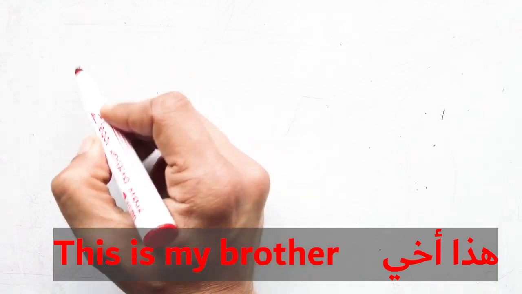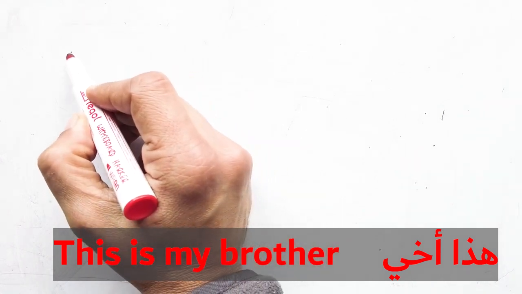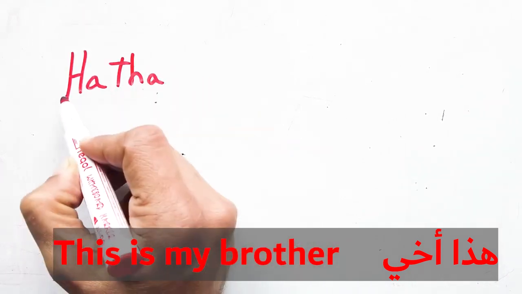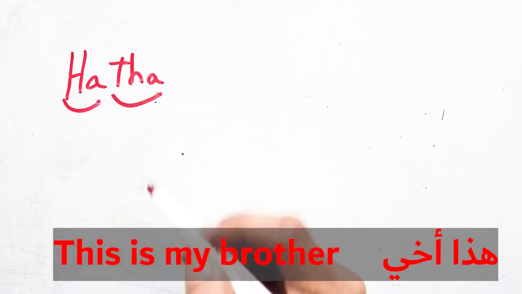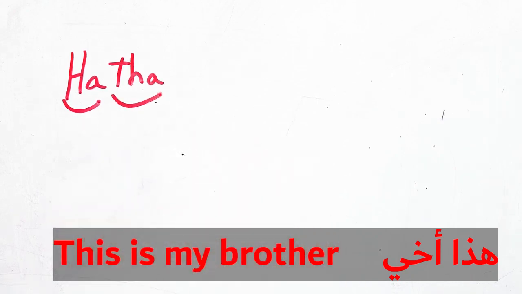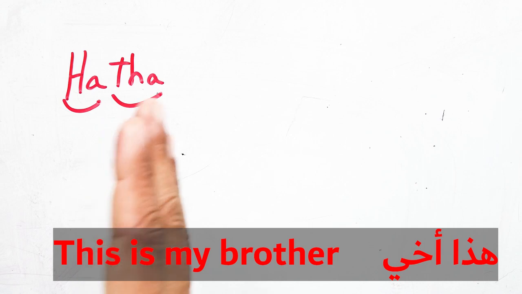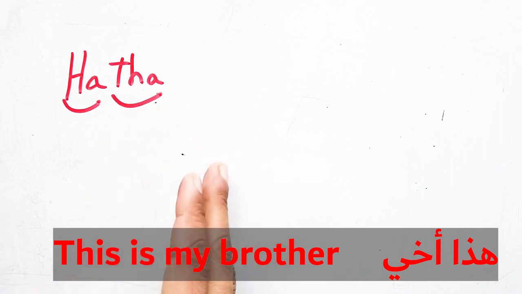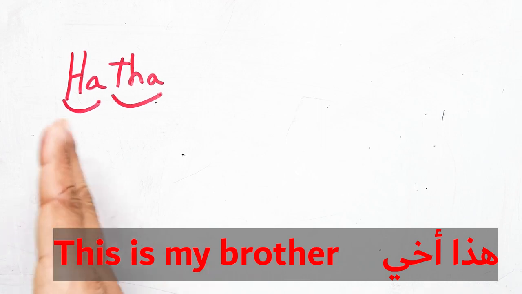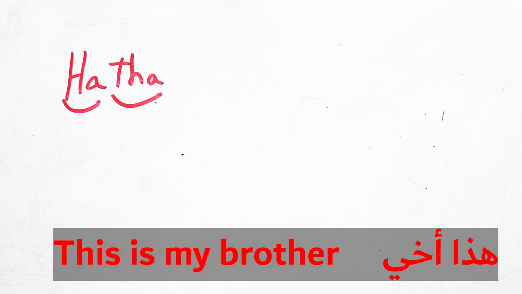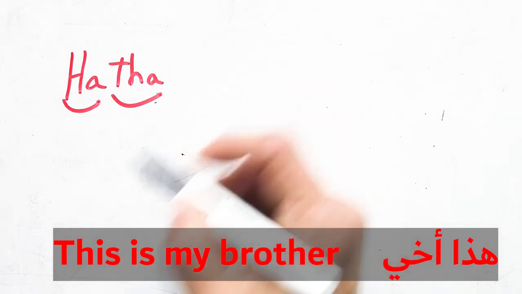And now let's say this is my brother. This one will be easy. So "this is" is هذا. Don't forget that we don't use the verb to be in this case. I say "this my brother." If you want to think in Arabic, it is "this my brother." هذا أخي.